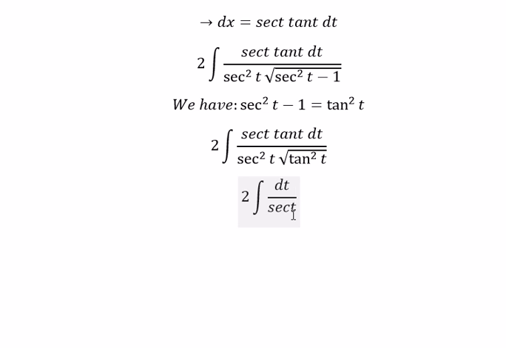Secant of t is equal to 1 over cosine t. So you got cosine t dt. And we got the final answer.